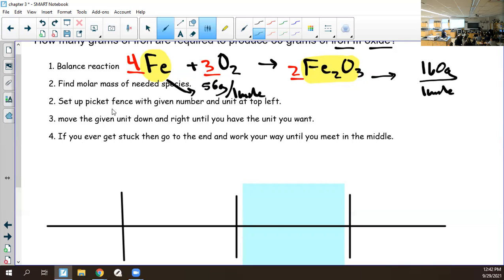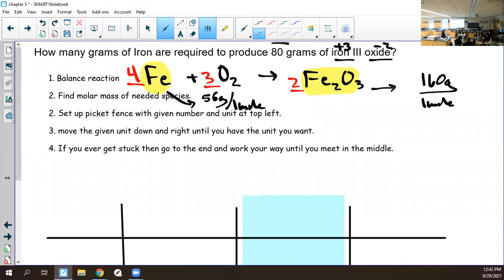Okay, here we go. Set up the picket fence with the given number and unit. So in the problem, it gave me 80 grams of iron 3 oxide, right? So I'm going to start with 80 grams Fe2O3. All right, 80 grams Fe2O3.